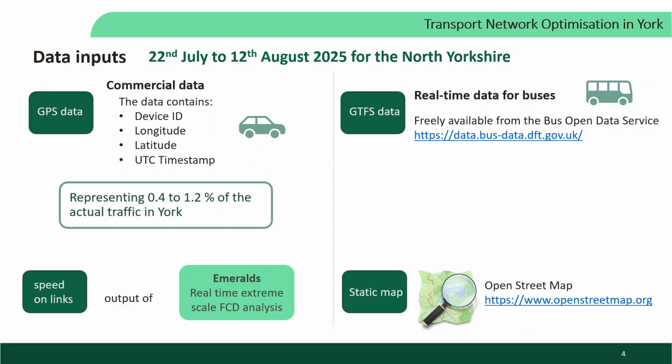For public transport, we used real-time GTFS data for buses. This data is available through the Bus Open Data service provided by the UK government. When you see speed on links as input, this is the output of the real-time extreme scale FCD analysis, MOLD, and for the static map, we used OpenStreetMap data.